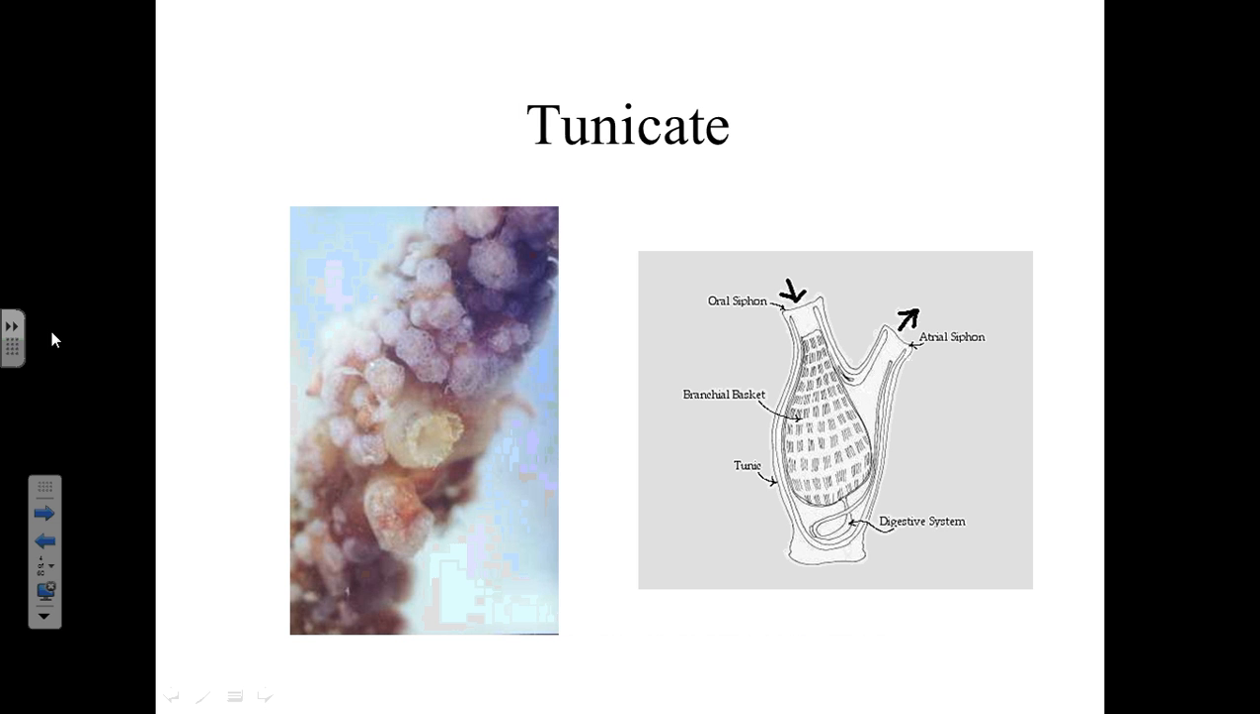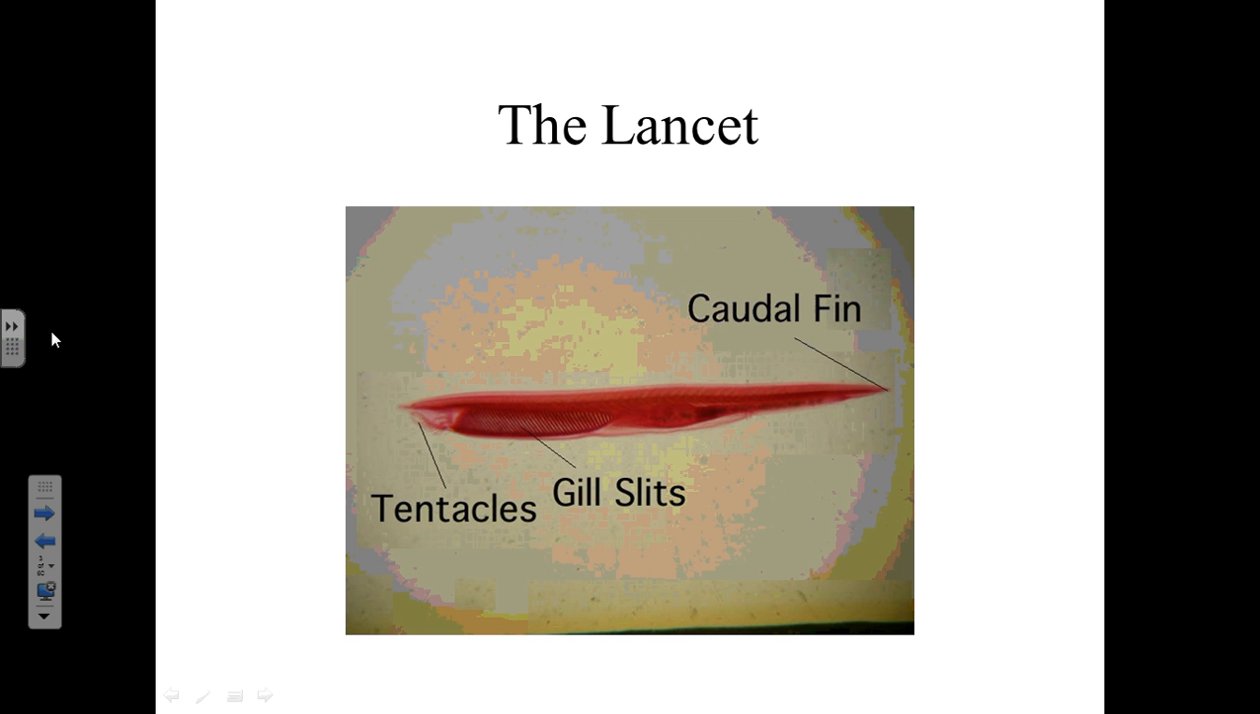And the tunicate looks like a sponge, but it's actually pretty closely related to the other vertebrates because as a larva, it looks a lot like that.